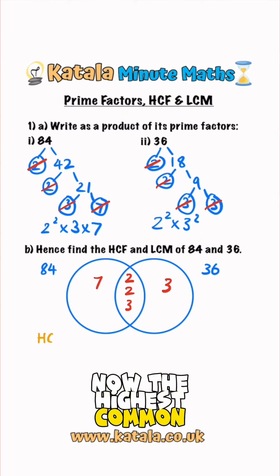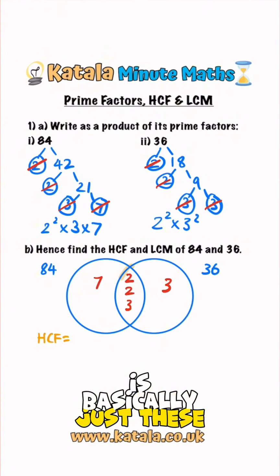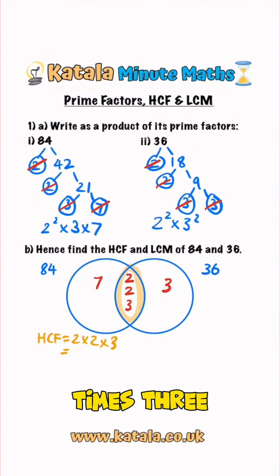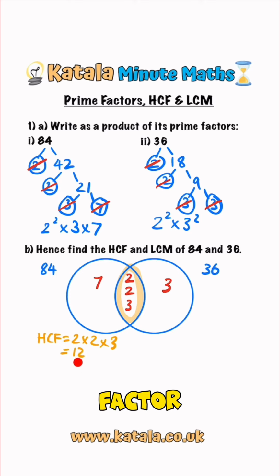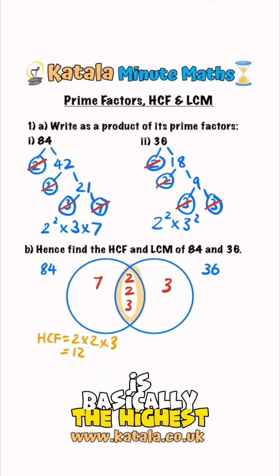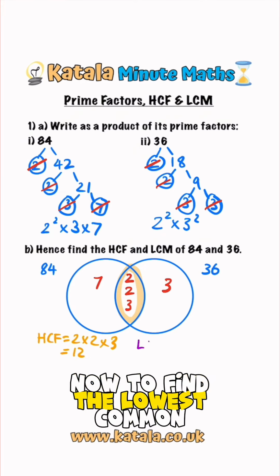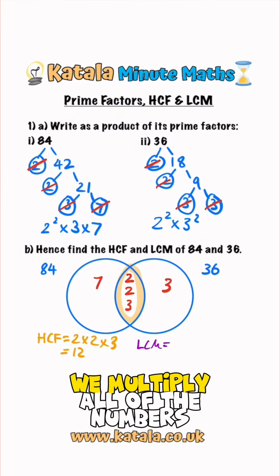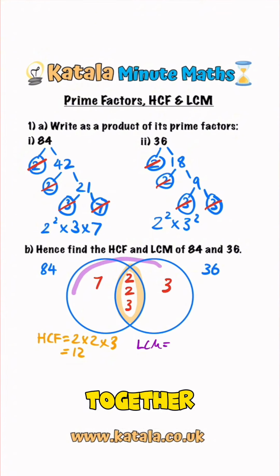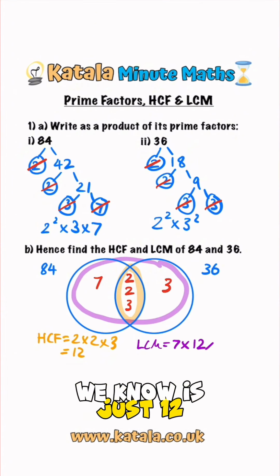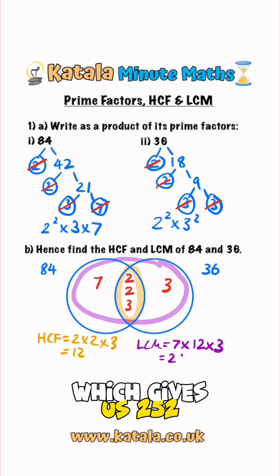Now the highest common factor is basically just these middle numbers times together. So 2 times 2 times 3, which gives us 12. Now the highest common factor, which is 12 in this case, is basically the highest number that goes into both of our numbers here. Now to find the lowest common multiple, what we do is we multiply all of the numbers together. So that'd be 7 times by all those middle numbers we know is just 12, and then the 3, which gives us 252.